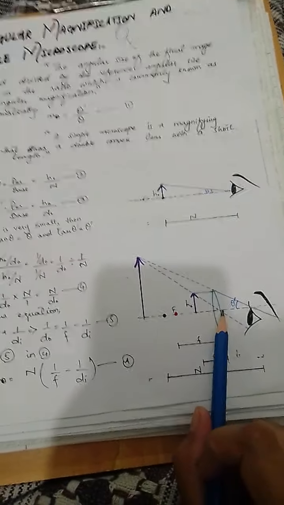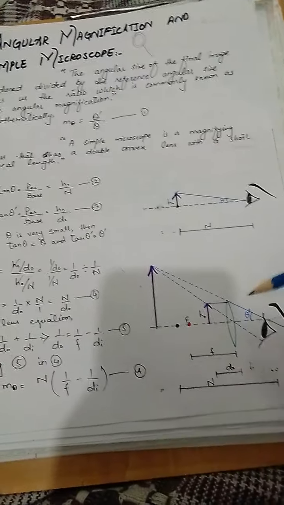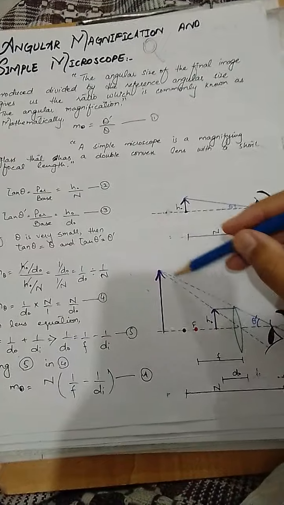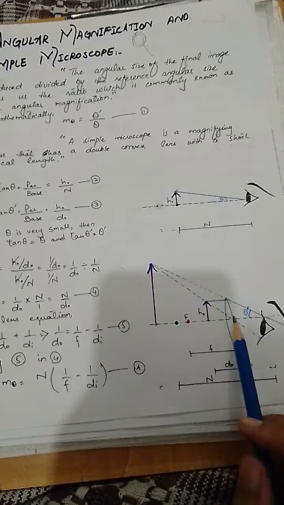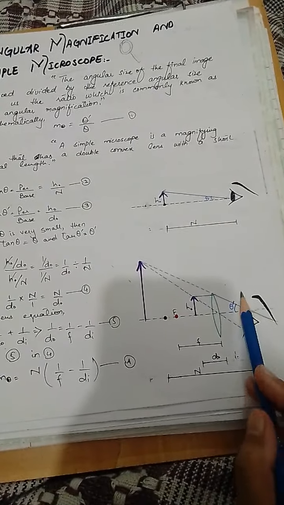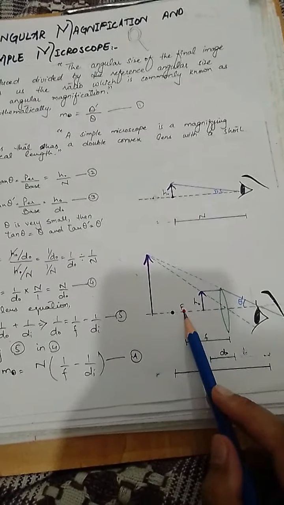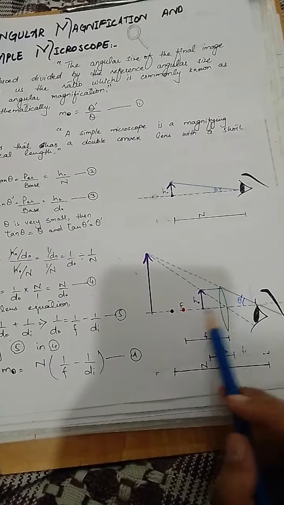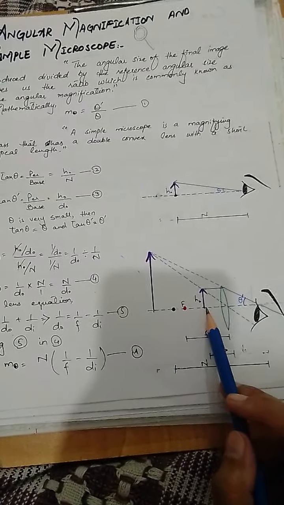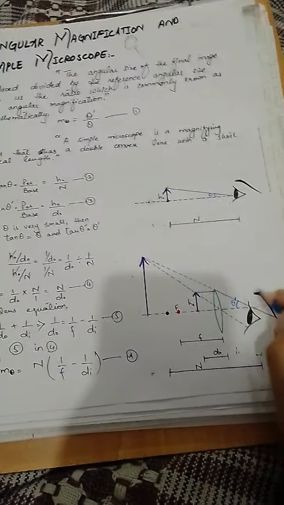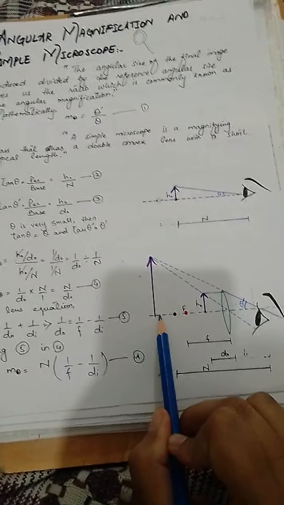But how would we get our final image? You might think that in the case of a convex lens we will get the image over here. But when the object is placed between F and O, we will get a virtual, larger, magnified image. The cases you have studied about the convex lens are those where the object is placed beyond F.